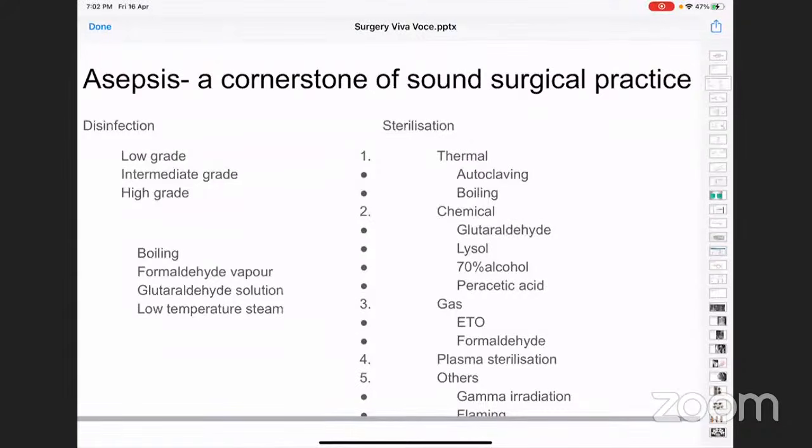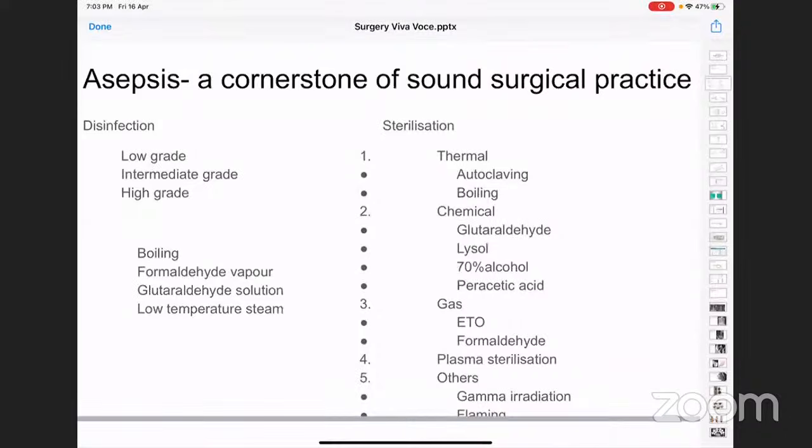Also, you can use Lysol. If it is a concentrated solution of Lysol, 1 hour of contact time will suffice. If not, if it is a dilute solution, you need 24 hours. You can also use 70% alcohol or peracetic acid.